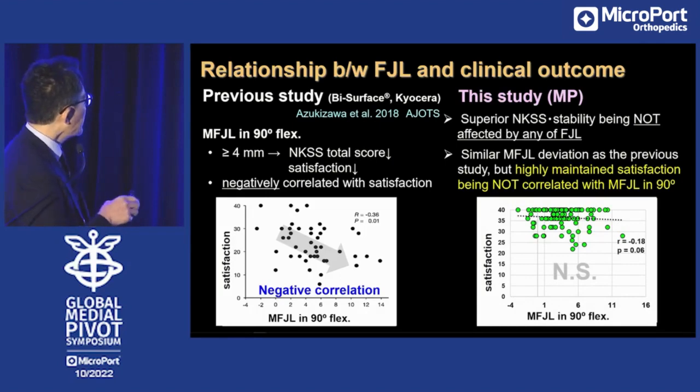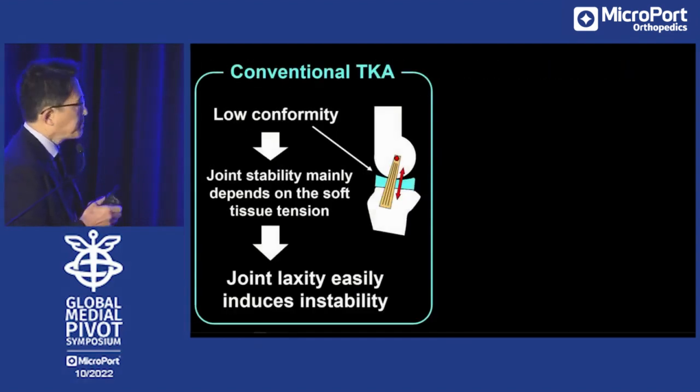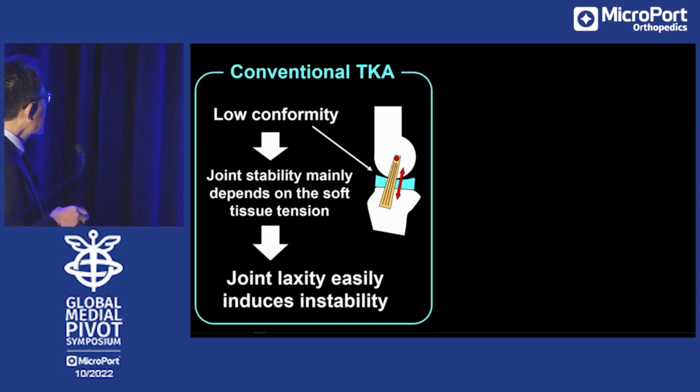Looking at the same correlation graph, although the range of joint laxity is almost the same, the patient satisfaction was highly maintained, being not correlated with joint laxity. So considering those results of this study, in conventional TKA with low conformity, joint stability mainly depends on the soft tissue tension. Therefore, joint laxity easily induces instability.